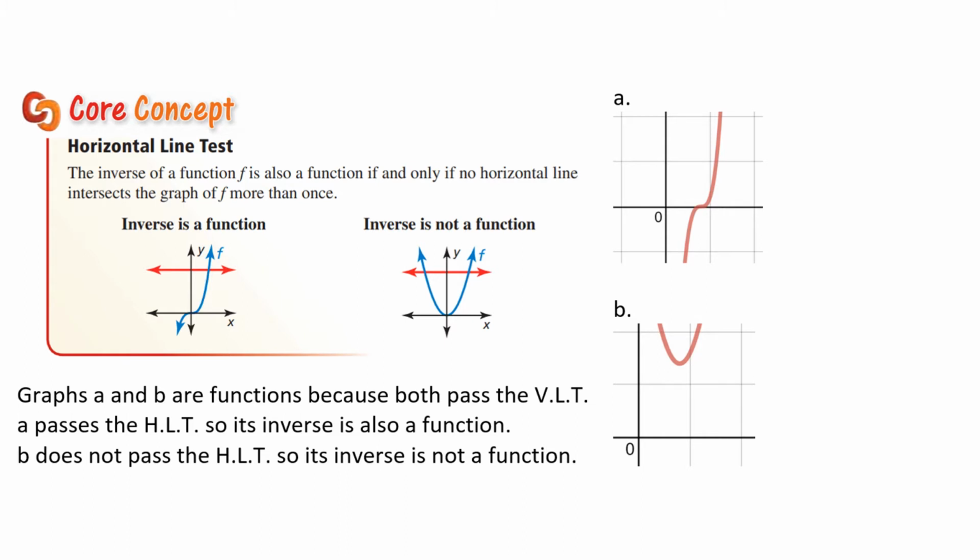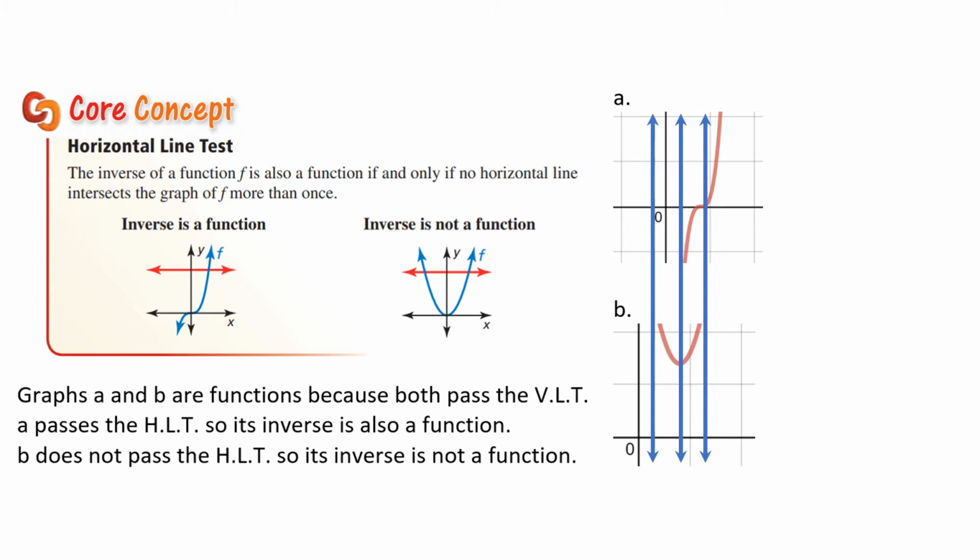We can be reminded from Algebra 1 about the vertical line test, and that is to say that we have functions if and only if no vertical line intersects the graph more than once. So looking over on the right at A and B, when we draw vertical lines, we can see that these red graphs only intersect each vertical line one time, so they're functions.